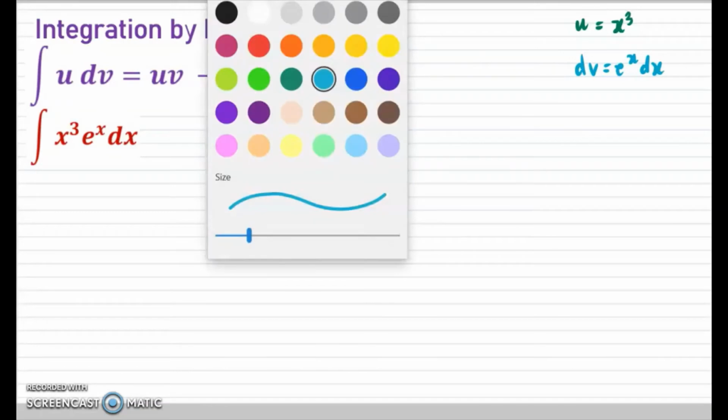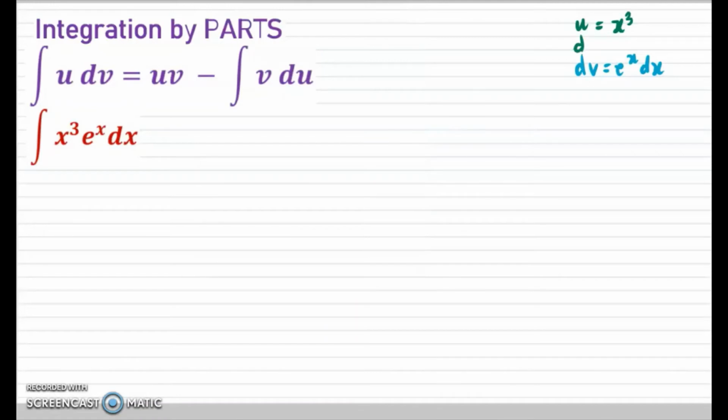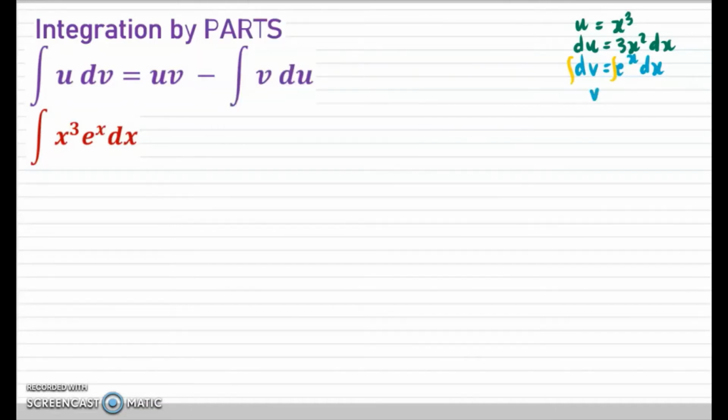And now let us get the derivative of u and the integral of dv to find the remaining details. So we've got du is 3x squared dx, while for v, the integral of e raised to x dx is just e raised to x plus c, right?